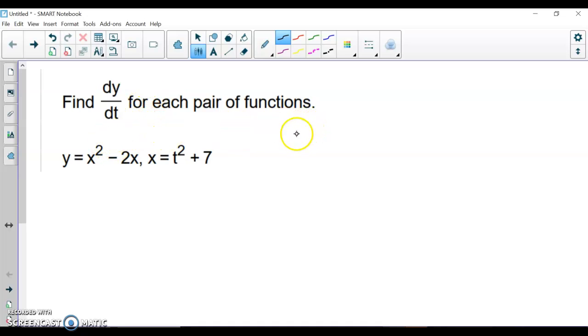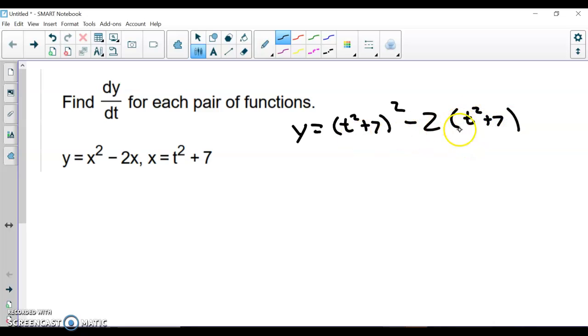Like one way to get dy/dt would be to just go ahead and compose it yourself. Everywhere that you see x, you're going to replace x with x's definition in terms of t, t squared plus 7. So this is one way to do it, and then you would just take this derivative with respect to t. If you notice, you have a chain rule here. Well, we'll do this one as well.